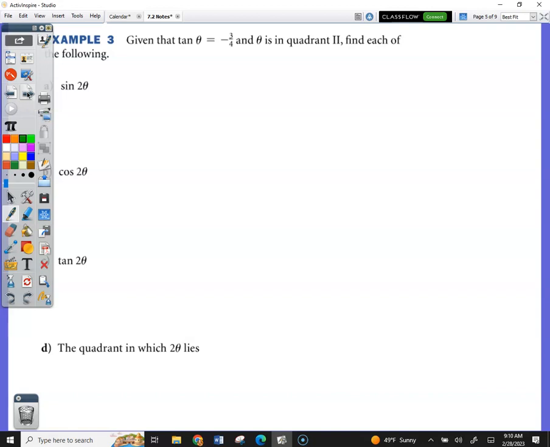Okay, so let's understand what it's asking. It's providing you with a given trig function.